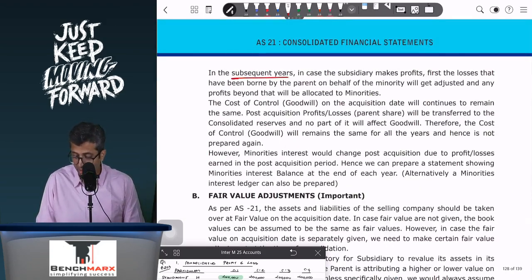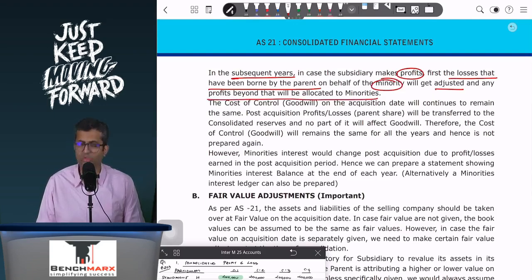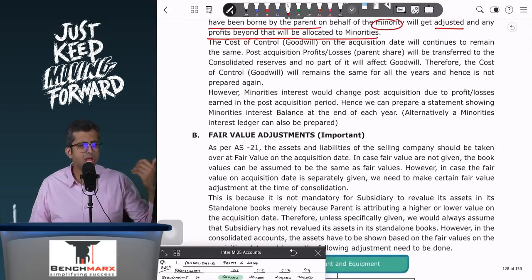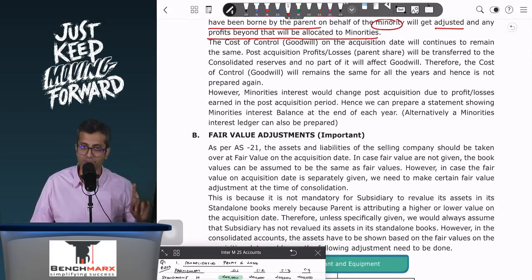In the subsequent years, in case a minority makes profits, first, the losses that have not been borne by the parent on behalf of the minorities will get adjusted, and any profits beyond that will be allocated to the minorities. Are we clear with this? Remember, due to post-acquisition profits or losses, minorities will keep on changing. Goodwill or your cost of control as on the date of acquisition, once determined, will remain the same.